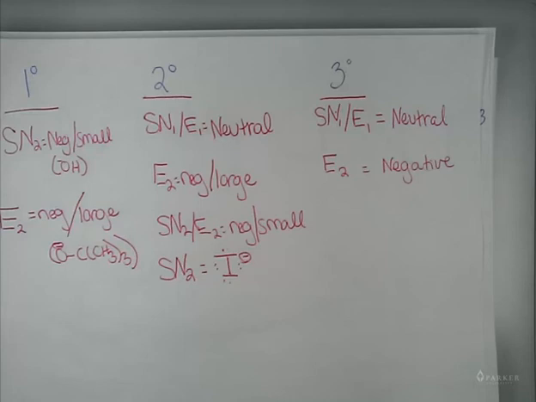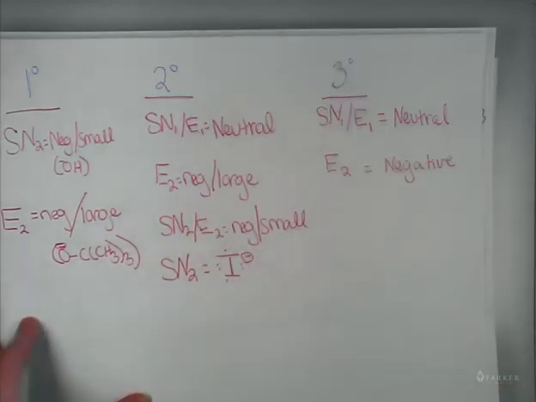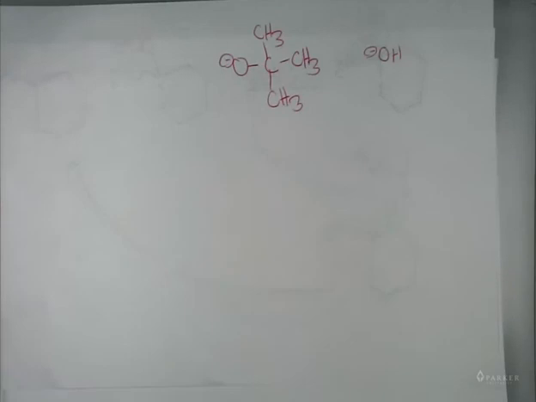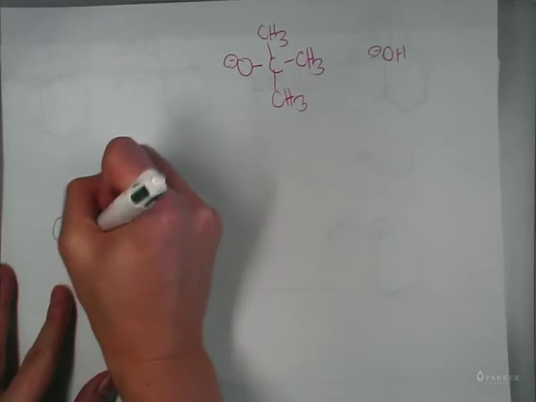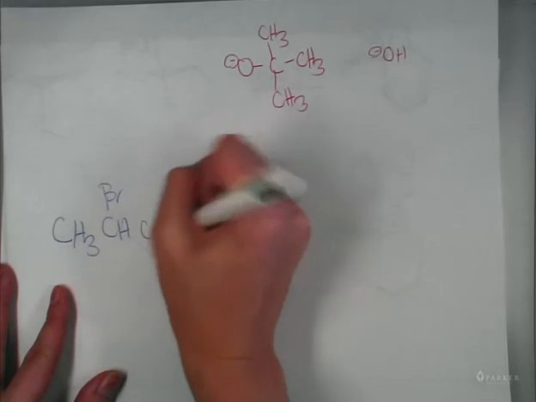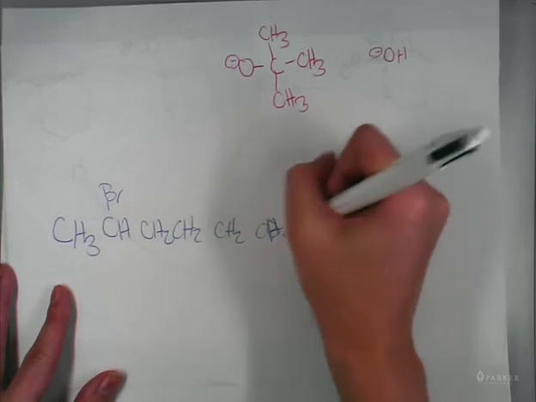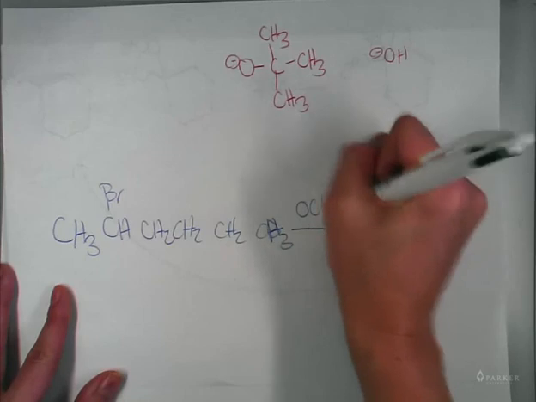SN2 and E2. So let's look at this. This is why this chart, you know, this one works forwards and backwards too. You predict which one it will be. So if I draw this one, we had CH3, CH, BR, CH2, H3. And I'm just going to put OCH3 right now.